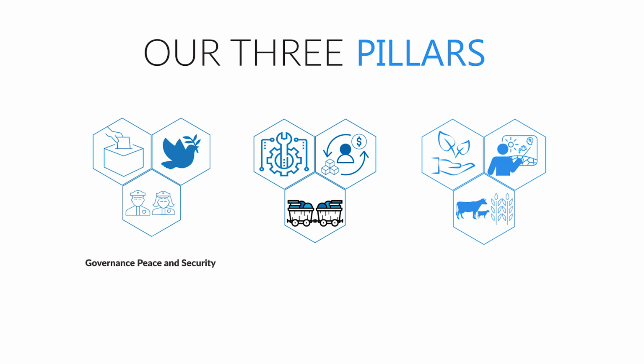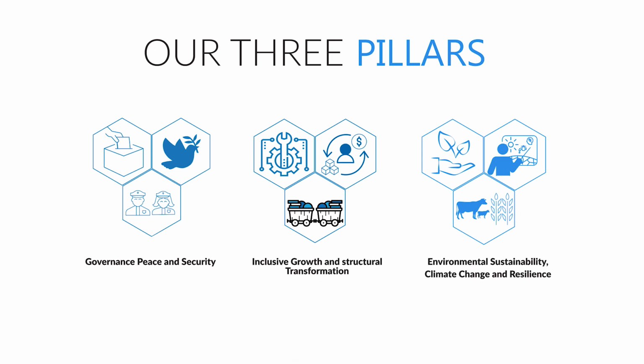This is reflected in the strategic choice of the 3 pillars of the country program document. And these are governance, peace and security; inclusive economic growth and structural transformation; and environment, energy, climate change and resilience building.